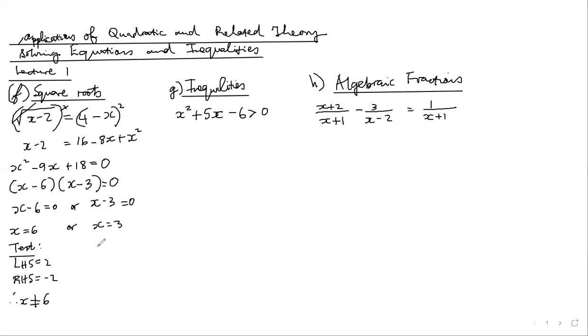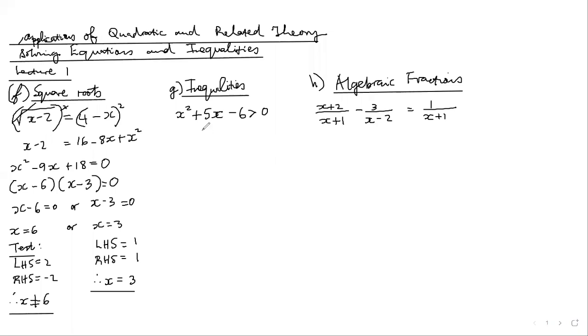Let's test the x equals 3 answer. The left side would be the square root of 1, which is 1. And the right-hand side would be 4 minus 3, which is 1. They are equal. So indeed, x equals 3 is a valid answer. And that simply completes that problem with the test at the end. Guys, now let's go on to inequalities.